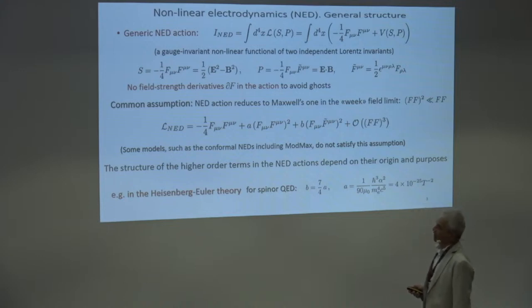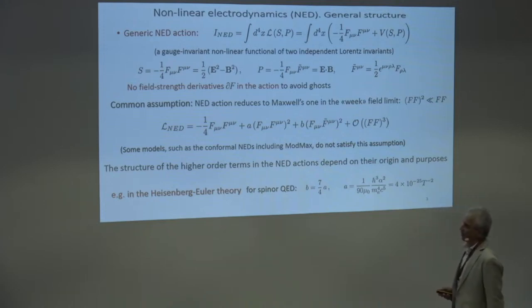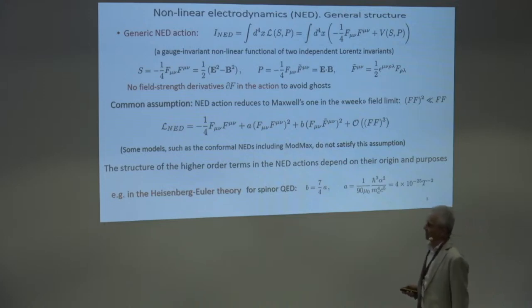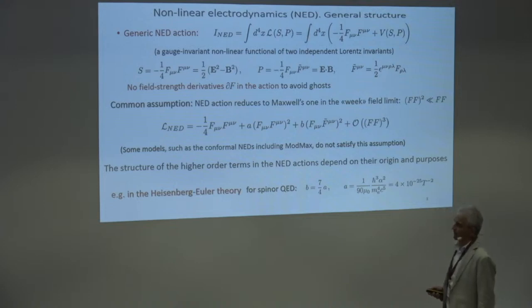And usually we require that in the weak field limit, these theories reduce basically to Maxwell theory plus some higher order corrections. But as we will see, it does not happen always. For example, in the ModMax case, because it's a conformal theory, there is no weak field limit, but the theory reduces to Maxwell theory in the zero limit of its parameter.